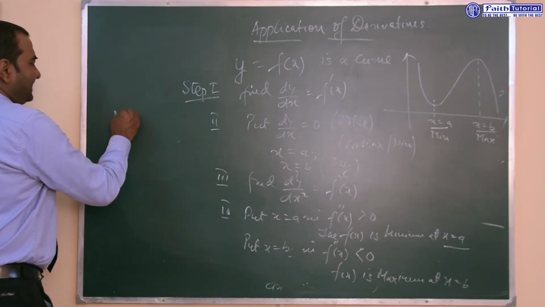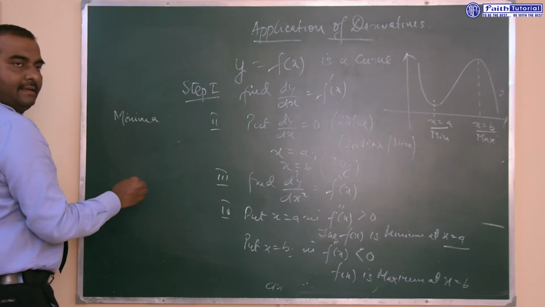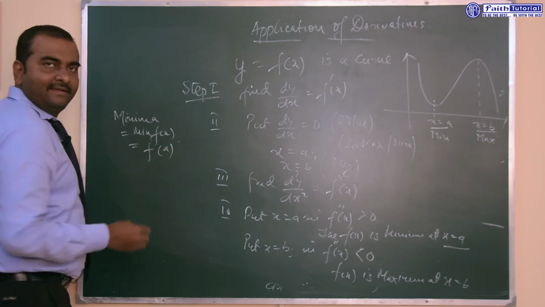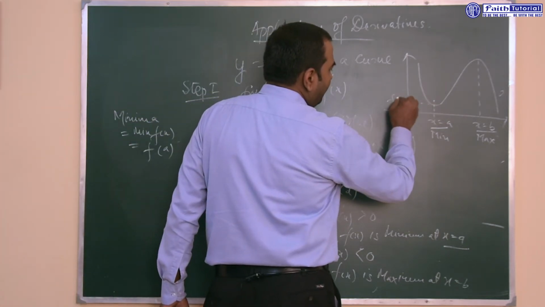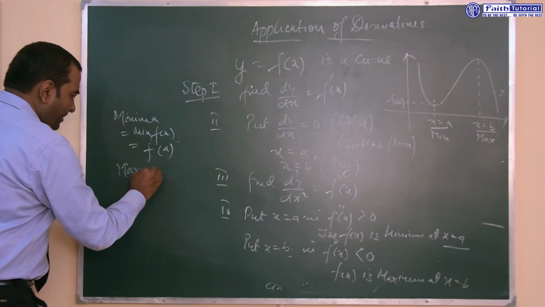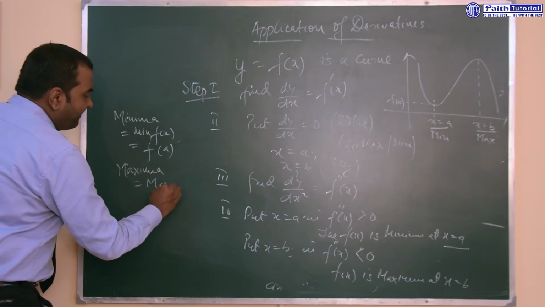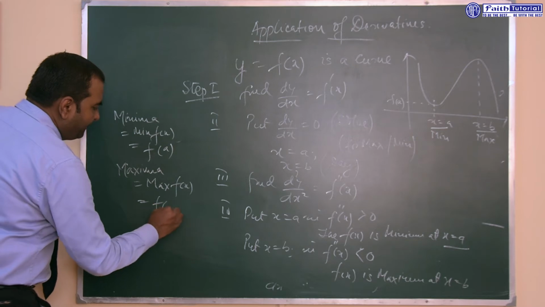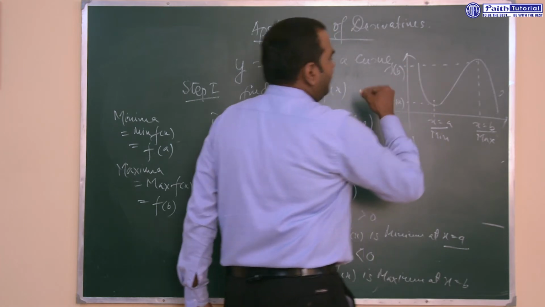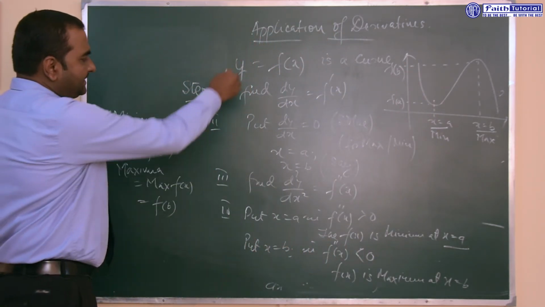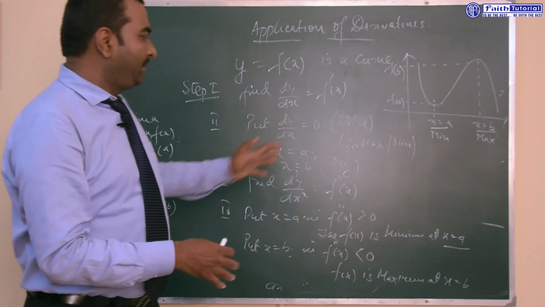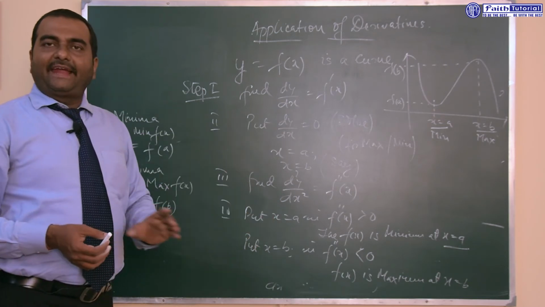Now minimum f(x), that's minima, is nothing but f(a). That means this value. And maxima, which is maximum f(x), is nothing but f(b). That means it's this value. So that is the complete steps for calculating the maximum or the minimum of a particular function. The first order criteria and the second order criteria.